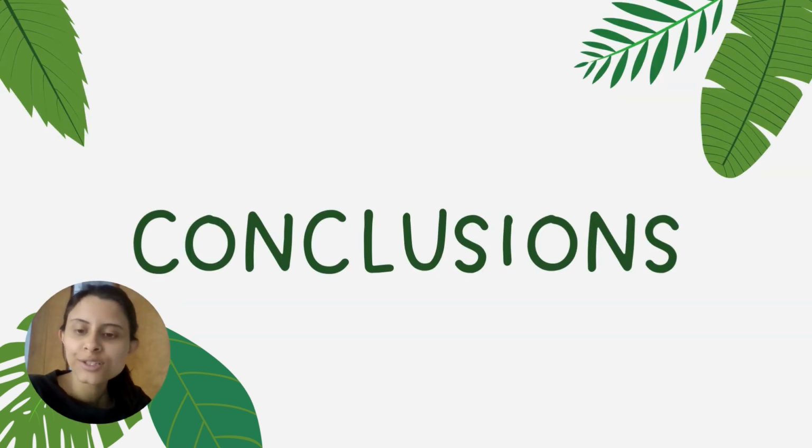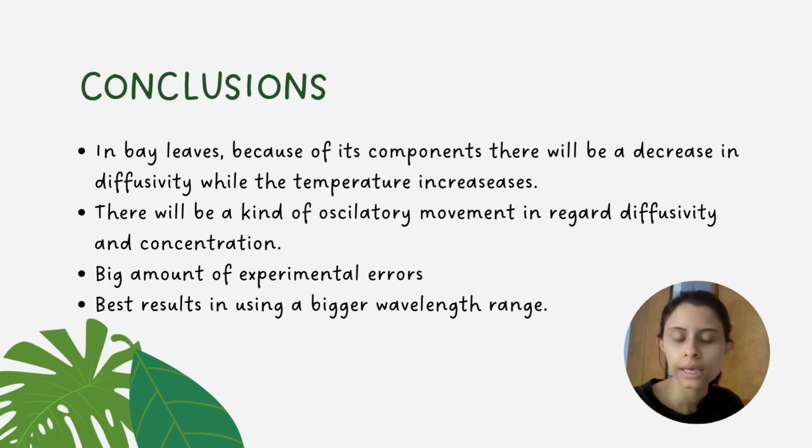Finally, we will move on into the conclusions. In conclusion, it can be seen how due to the components of bay leaves, such as eugenol and terpene, there will be a decrease in diffusivity while the temperature increases. The main components of bay leaves are hydrophobic, and this results in water rejecting the bay leaves and restricting movement in the solution. This decreases the diffusivity of the repellent. Additionally, there is also a natural oscillatory behavior regarding the concentration and the diffusivity. The last set of data does not look natural because of experimental errors.